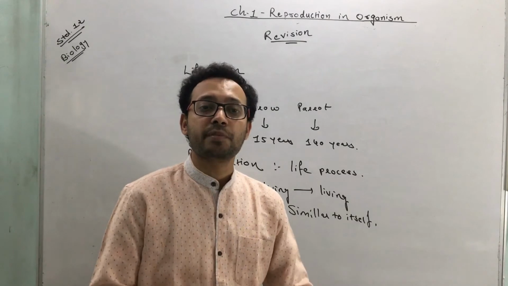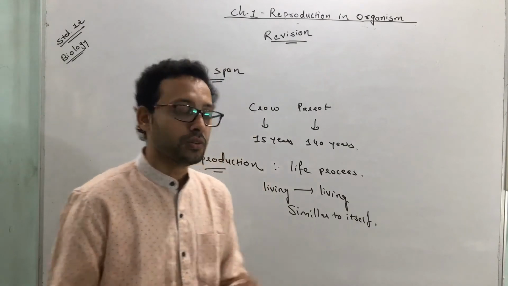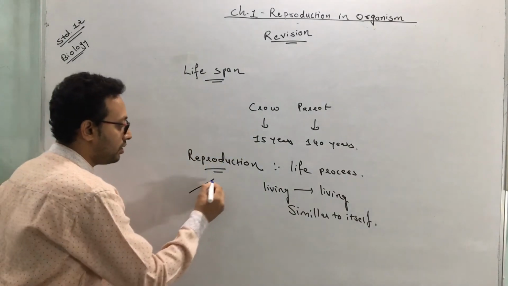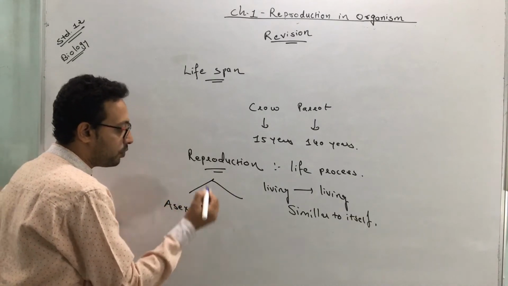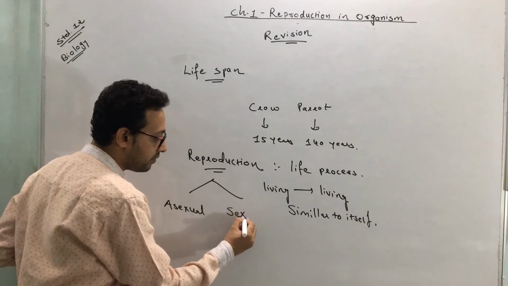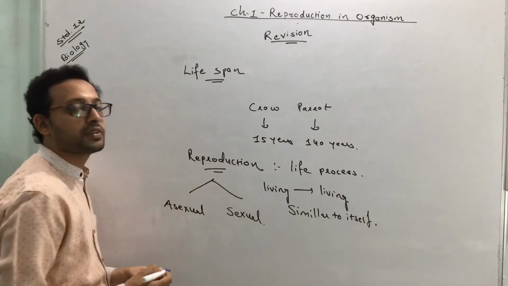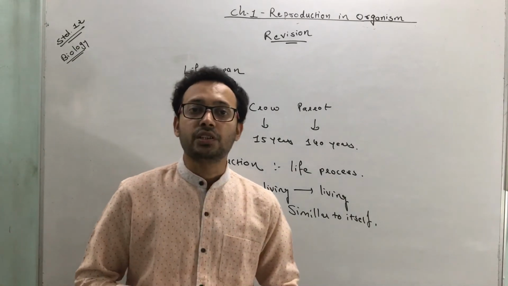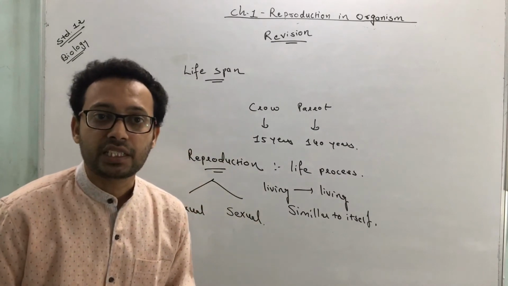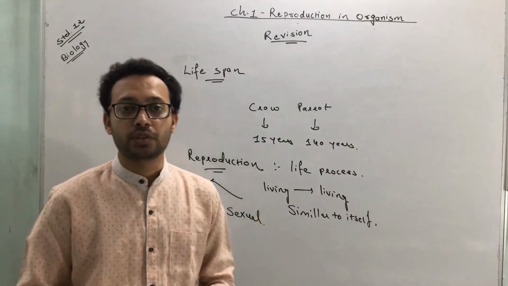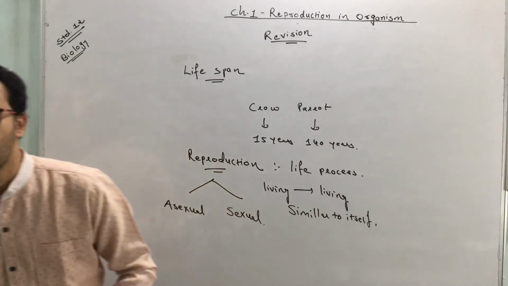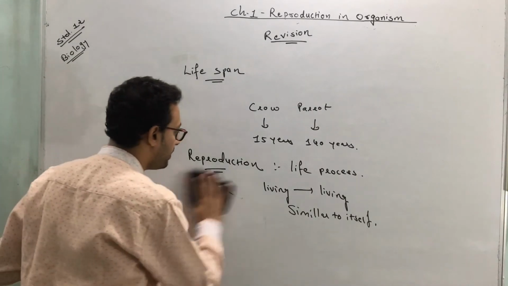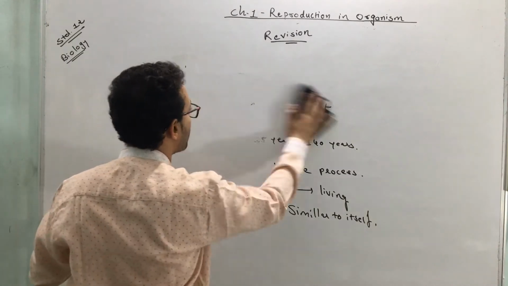Now how many types of reproduction can living organisms do? There are two types of reproduction. The first is called asexual mode of reproduction, and the second is called sexual mode of reproduction. Which are the two different types of reproduction? Asexual and sexual mode of reproduction. So now let's see the difference between asexual and sexual mode of reproduction.